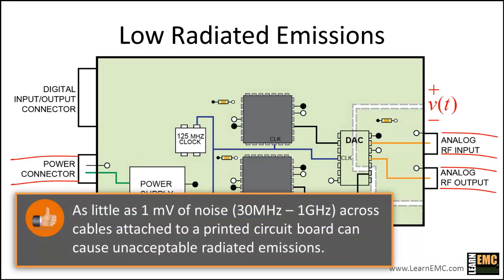As little as 1 millivolt of high-frequency noise between cables attached to a printed circuit board is enough to cause unacceptable radiated emissions. So if the noise voltage across the gap is greater than 1 millivolt at any frequency between 30 megahertz and a gigahertz, we're likely to have unacceptable radiated emissions, and we're not going to meet the FCC Class B spec. In general, we need to keep the voltage between any two connectors below 1 millivolt. However, with that gap in there, it's going to be very difficult for us to control that voltage.